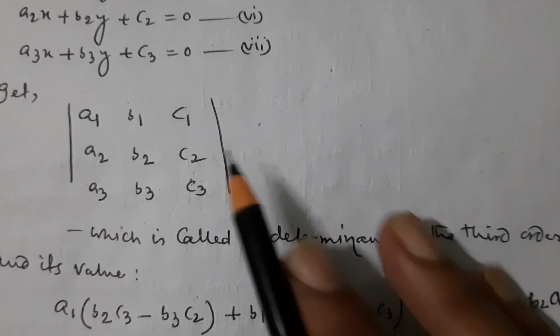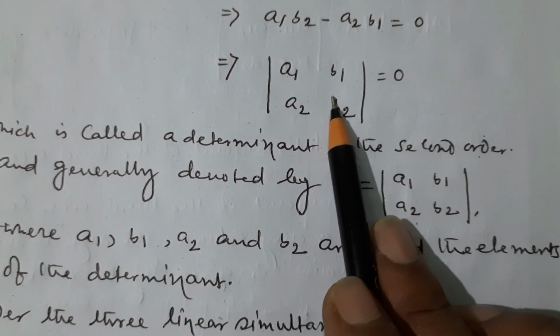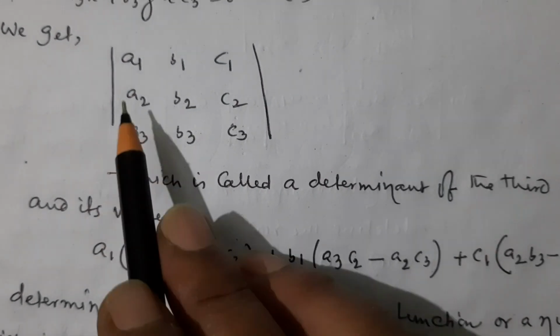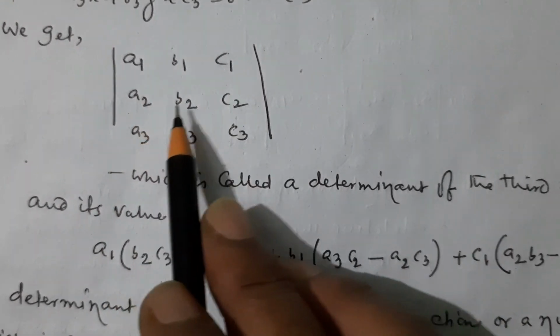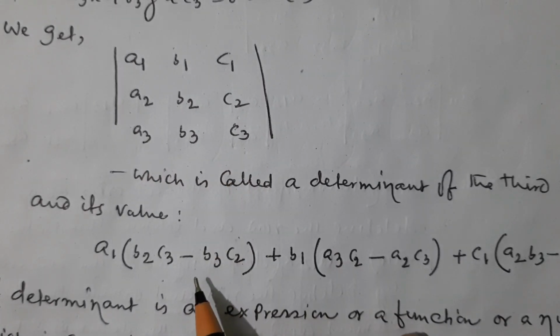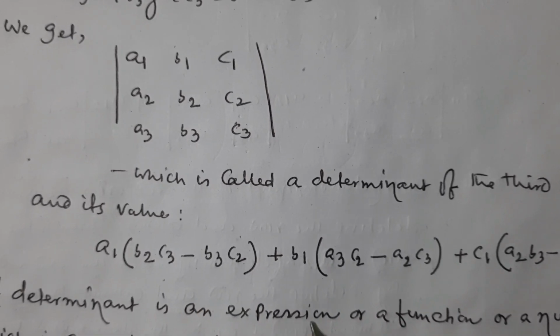So from these two examples of the determinant, this is the second order determinant, a1 b1 a2 b2, and this is the third order determinant, a1 b1 c1, a2 b2 c2, a3 b3 c3. So we first discuss what is a determinant.